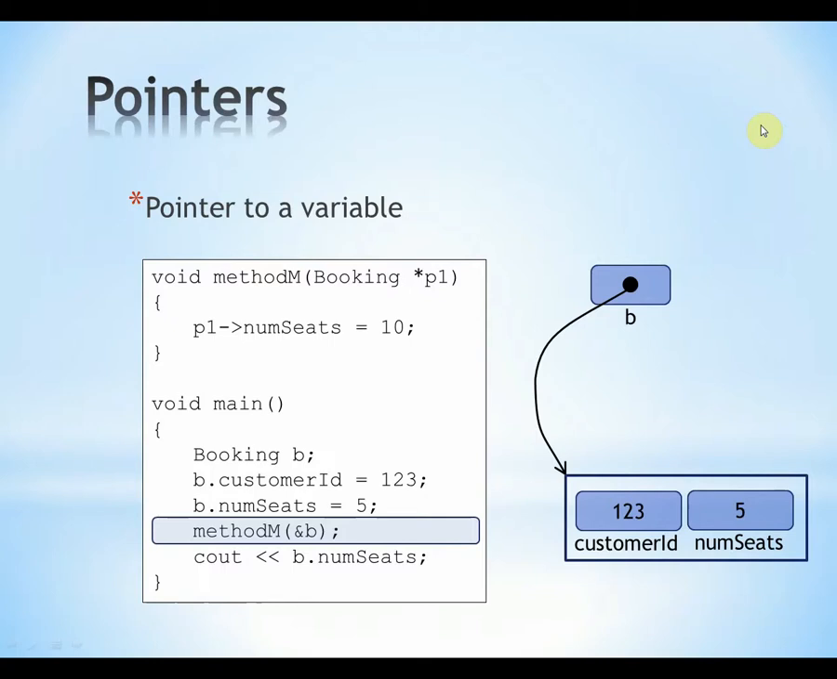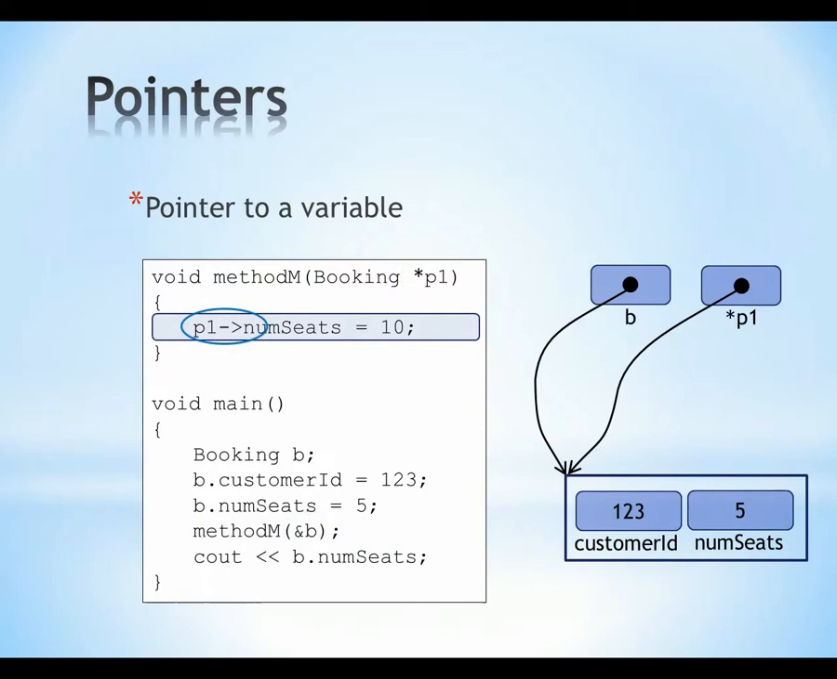And we can see that the pointer for the booking in method m is going to take the address of booking b. So we put the ampersand in front of b, which will give the address to be stored in the pointer p1. Then when we come to access the field within the struct using the pointer, we don't use the dot notation, but we use the -> arrow, which is essentially the same thing.